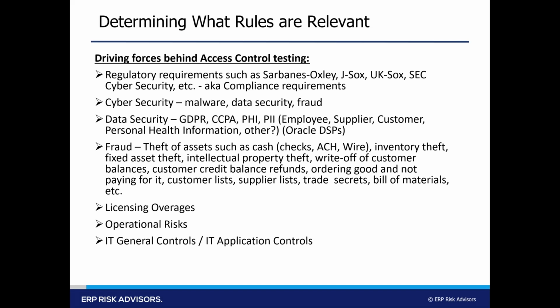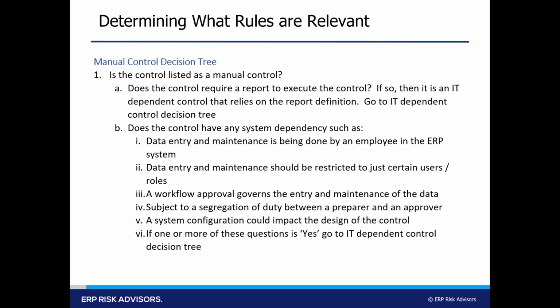I'm going to kind of cover this quickly. If you want, go back through that section in part one, as I'm going to fly through this pretty quickly. But the big challenge organizations have is what rules are relevant. Like, what risks do I need to be evaluating for which requirements? Is it Sarbanes-Oxley? Is it cybersecurity? Is it data security? Is it fraud? Is it theft? Is it license overages? The challenge is trying to understand how your organization, or the organization you're auditing, has defined its particular risk and control matrix.